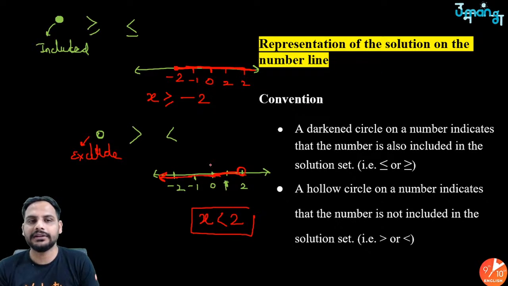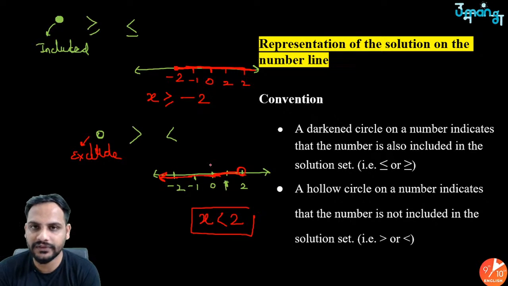So just remember this, the darkened circle means included, and there the sign will be greater than or equal to or less than or equal to. When you get the hollow circle, that means excluded, only greater than or less than sign will be appearing over there. Okay, let's move ahead.